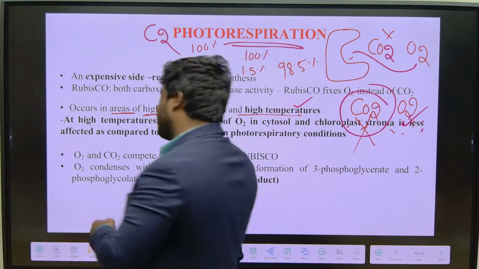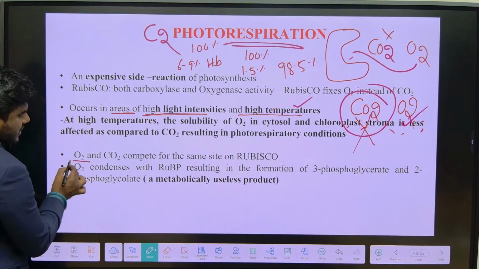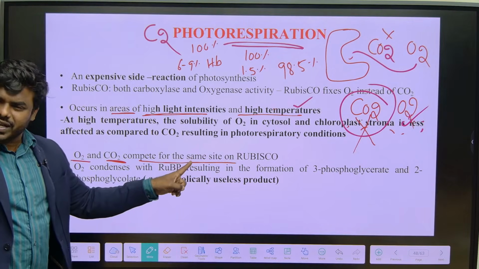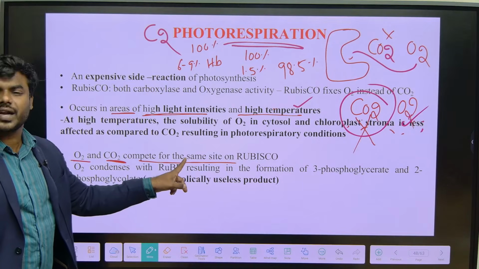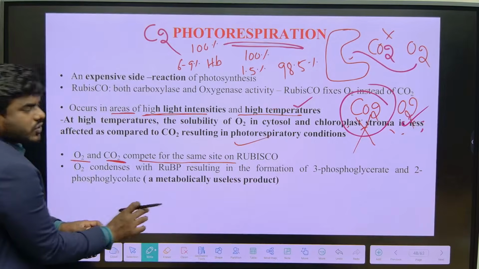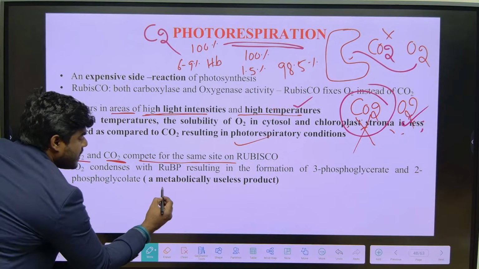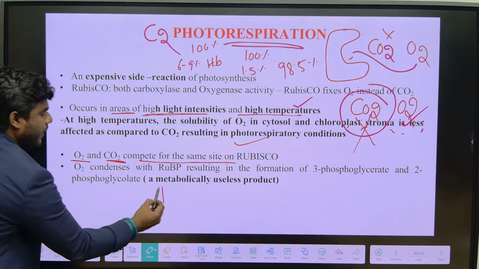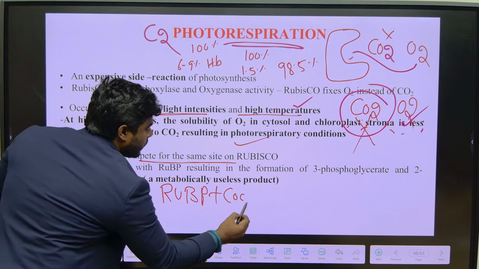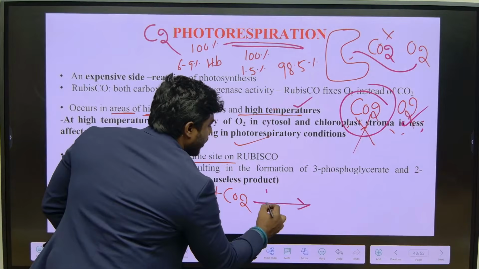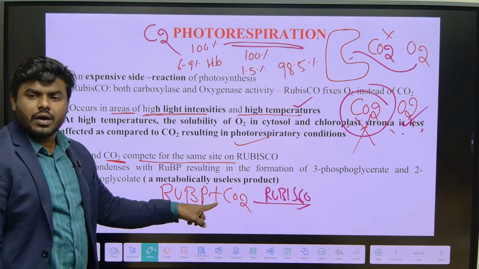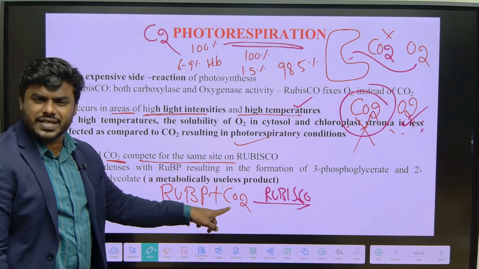Now look into this important line: oxygen and carbon dioxide compete for the same active site. There is only one active site. There are no two separate active sites for carbon dioxide and oxygen on the Rubisco. Now tell me, who is the carbon acceptor? RuBP. And what is the enzyme? Rubisco. So to the active site, who will go and attach now? Carbon dioxide, because the availability of carbon dioxide is more.